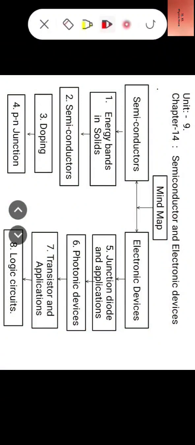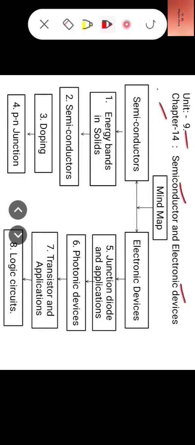Hello friends, today we start with ninth unit of our syllabus, chapter 14, titled as Semiconductor and Electronic Devices.